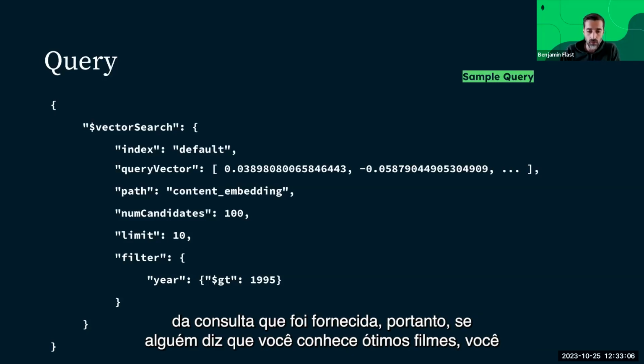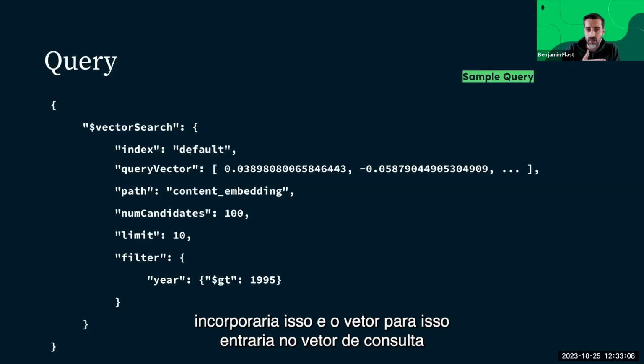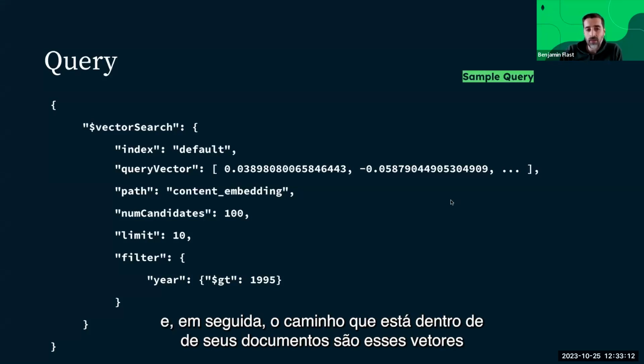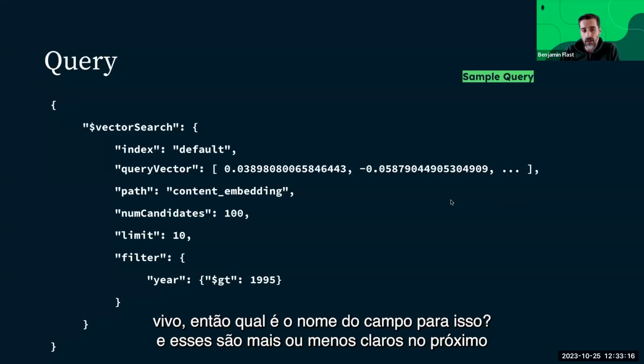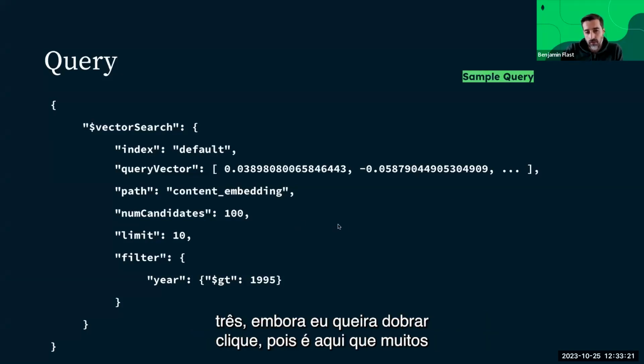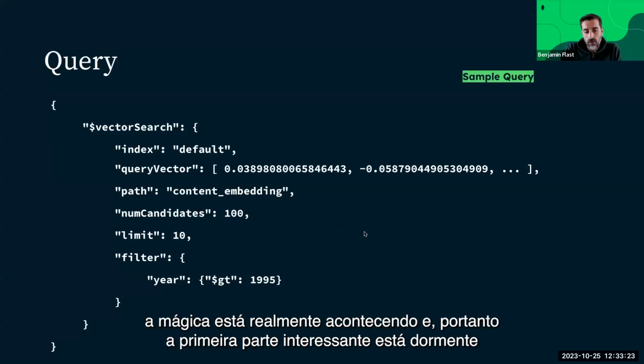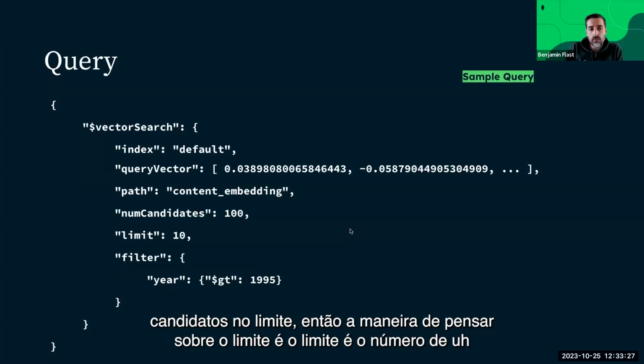So if someone says, great movies, you would embed that, and the vector for that would go into query vector. And then the path, which is where inside of your documents those vectors live. So what's the field name for that? Those are kind of clear. The next 3, though, I want to double click on because this is where a lot of the magic is really happening. The first interesting part is numCandidates and limit.